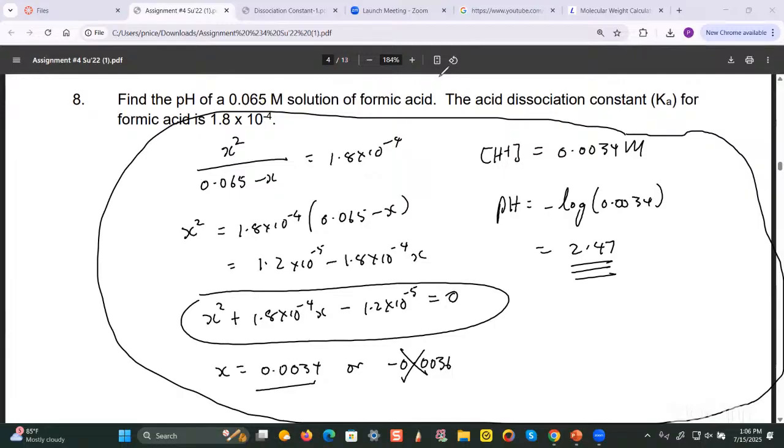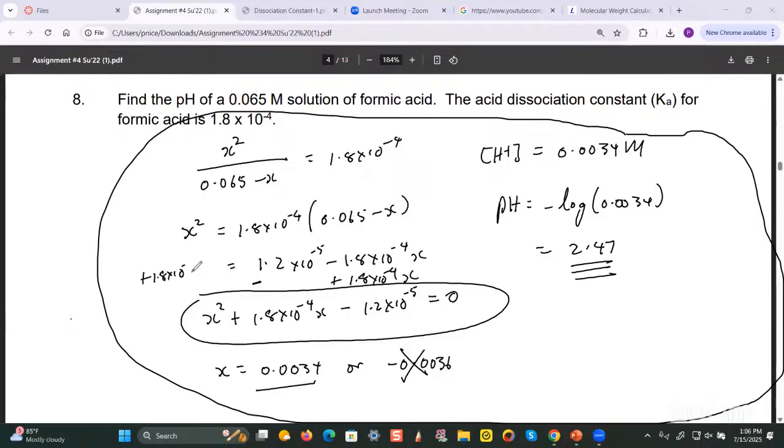How do we rearrange the equation to get x squared plus 1.8 times x? Okay, so basically what I did was, in order to get the 1.8 times 10 to the minus 4 x on this side, I would have to add it to both sides, 1.8 times 10 to the minus 4 x, right? And here I'd have to subtract. So this here would have to be added to this side as well.